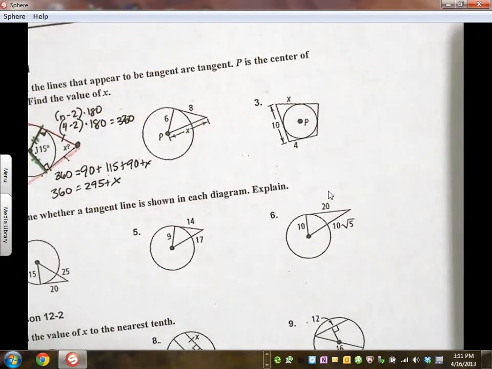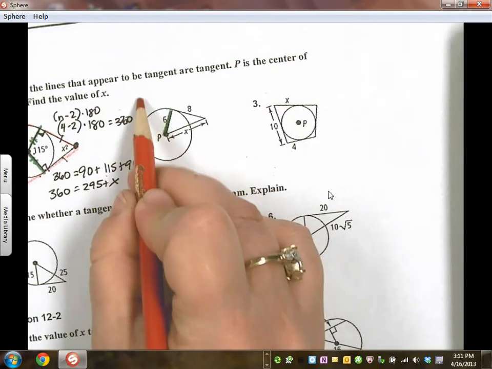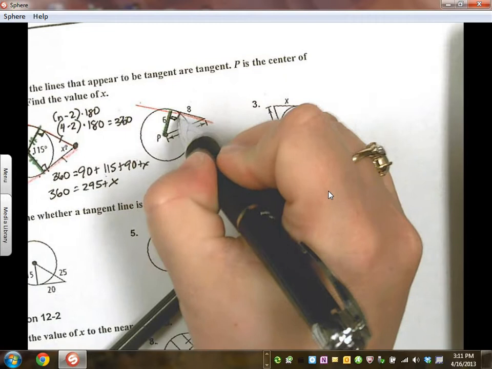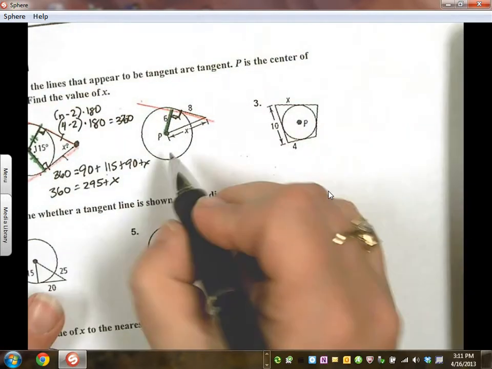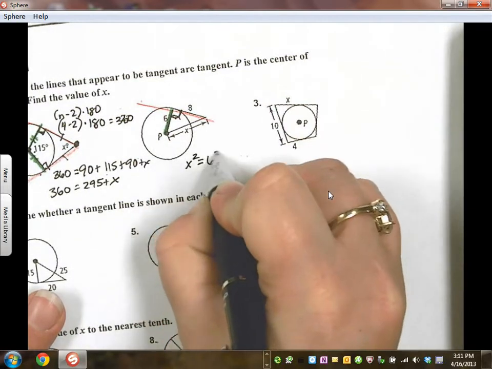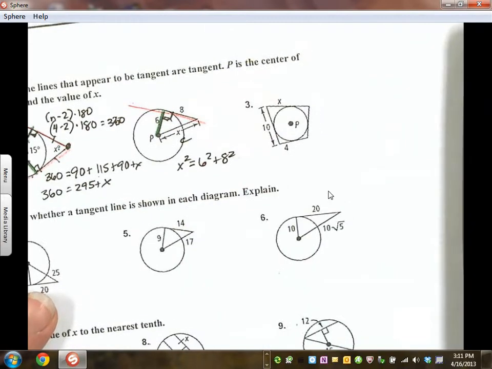Right here, once again, we have a radius and a tangent. So what kind of an angle is this? A right angle. I spy a right triangle. So the hypotenuse is x, 6 squared plus 8 squared. That's your c squared. Okay? I think everybody can do that.